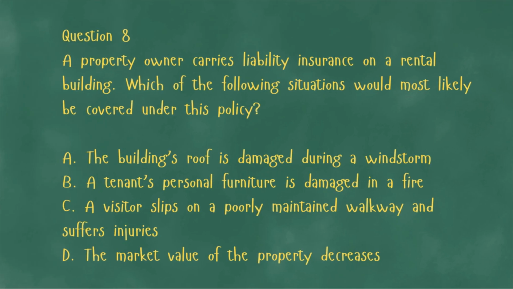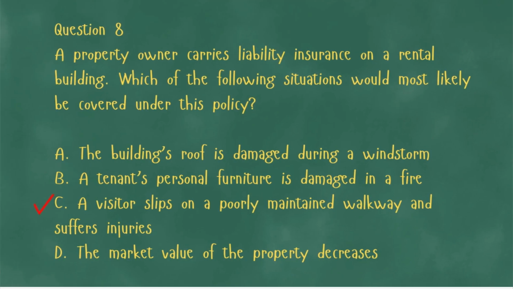Question number 8. A property owner carries liability insurance on a rental building. Which of the following situations would most likely be covered under this policy? A. The building's roof is damaged during a windstorm. B. A tenant's personal furniture is damaged in a fire. C. A visitor slips on a poorly maintained walkway and suffers injuries. D. The market value of the property decreases. The answer is C. A visitor slips on a poorly maintained walkway and suffers injuries.